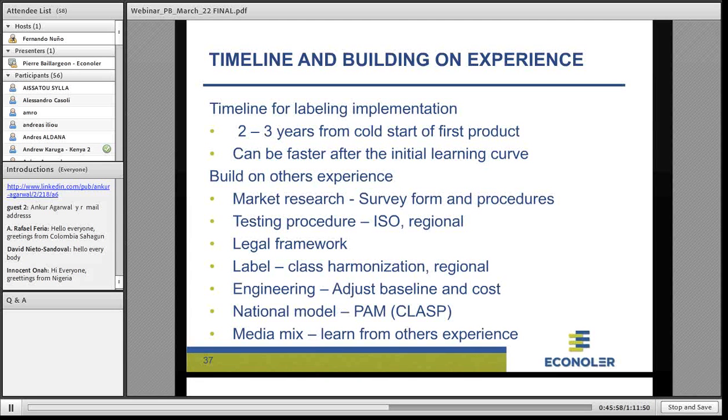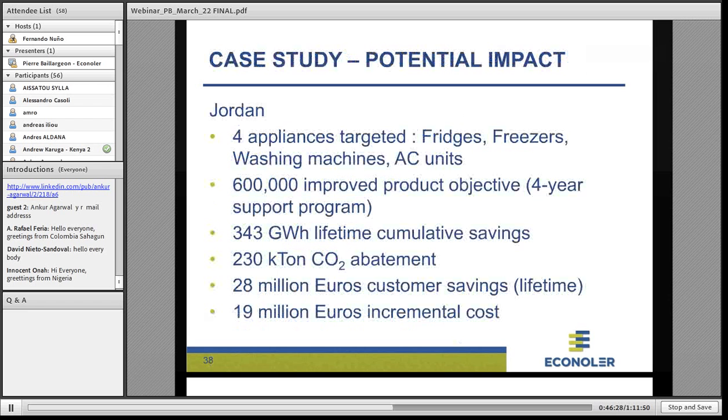National models for supporting the policy can be done using public domain models like the PAM, which is produced by CLASP. CLASP is an international organization working for the dissemination of good practice for standards and labeling. So you can find them at www.clasponline.org. And I invite you to visit them if you want to start standards and labeling activity in your countries. There is a lot of free information, a lot of experience available there, ready to share.